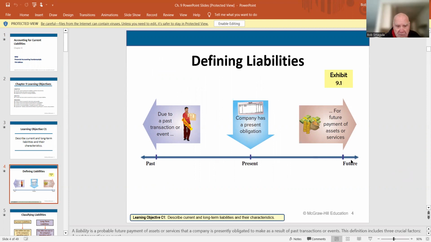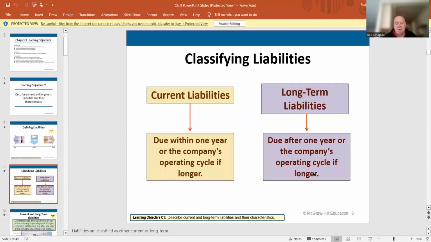Describe current and non-current liabilities. A liability is due to a past transaction or event. We bought some supplies from one of our vendors, and the deal is we pay the person in 60 days. That's a current liability. The company has an obligation after the transaction, and you know that there is a future payment involved. Okay. Current liabilities are due within 1 year.